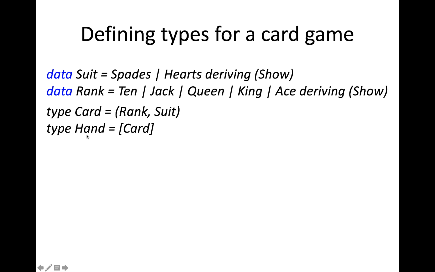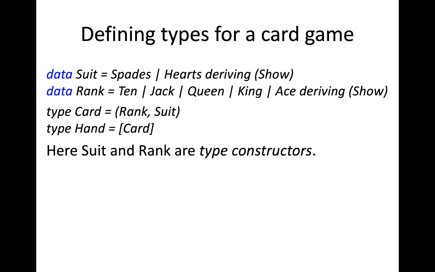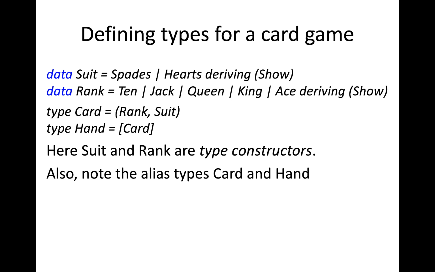Similarly, Hand is an alias to this type, a list of cards. So one hand is nothing but list of cards, right? And one card is nothing but one rank and one suit. That is the main idea. Okay, now these two things here, Suit and Rank, they are called type constructors. That is a Haskell terminology. And we already talked about alias.